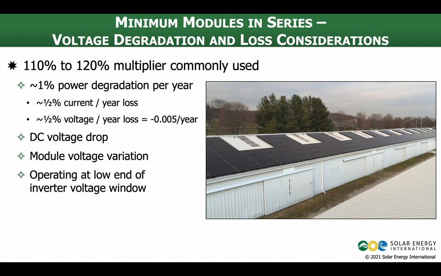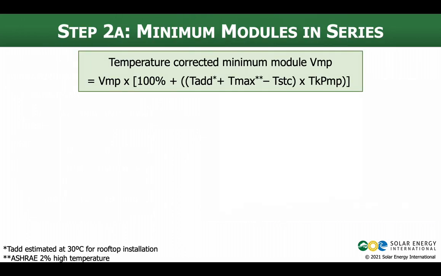We don't want to operate at the low end of the inverter voltage window either, because as I said, if you do that early on in the system life, over time, you might be below it. So we want to take that into account, that the array voltage may drop out of the window over time. Here's the calculation. Again, we're going to calculate a temperature-corrected voltage, a minimum voltage, for a single module. We're going to be using the VMP. We're going to start with 100% of that. We're going to figure out what our temperature difference is and how much change we get with the temperature coefficient based on that temperature difference. Let's go through the math.